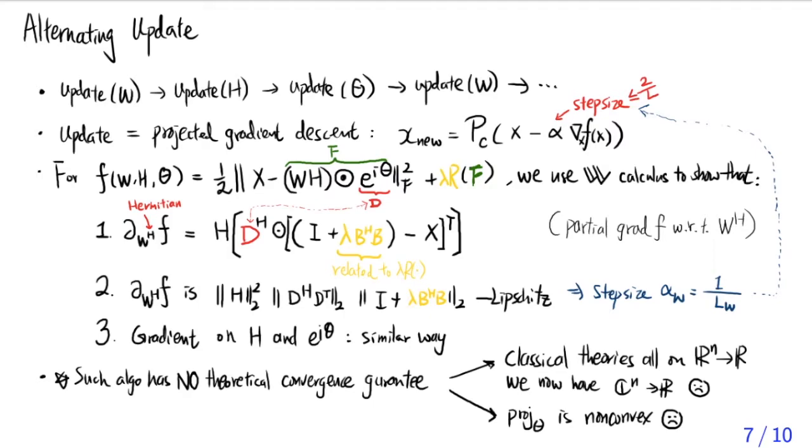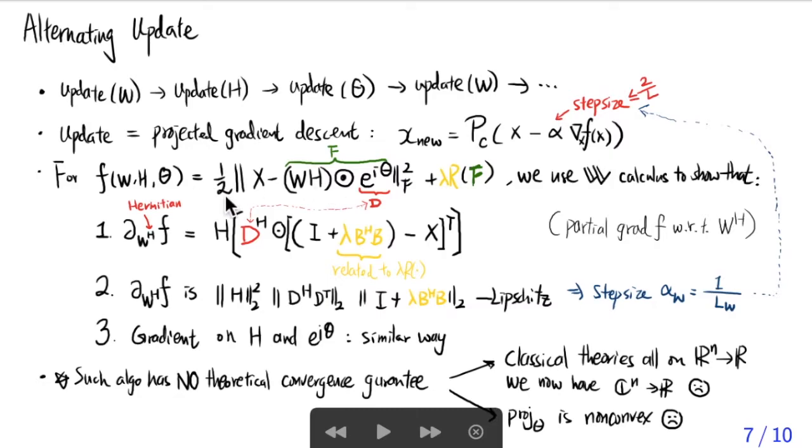And what's the update? In principle, you can do whatever update you want, but for simplicity, let's consider projected gradient descent. That is, for a variable x, the new variable is obtained by performing the gradient step. After that, you perform a projection to the constraint set. Alpha means step size. For the theory of gradient descent, this alpha has to be smaller than 2 over L, where L is the Lipschitz constant of this gradient.